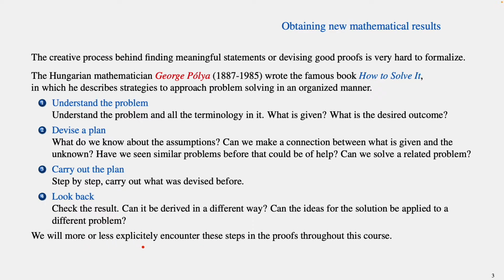We will more or less explicitly encounter these steps in the proofs throughout this course, and eventually we will use them without thinking too much about them when tackling new problems.